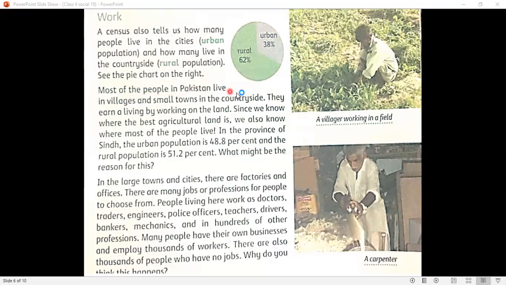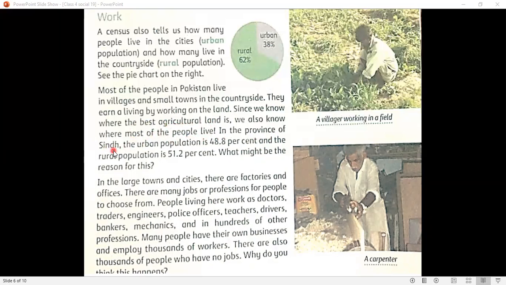Most of the people in Pakistan live in villages and small towns in the countryside. They earn a living by working on the land. Since we know where the best agricultural land is, we also know where most of the people live. Meaning, where is the best agricultural land? So people will like to live there.